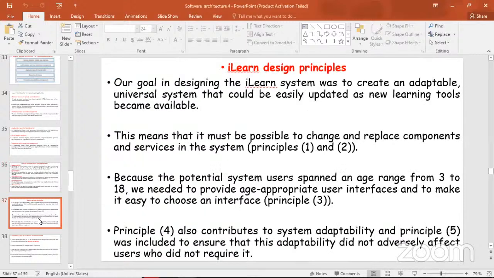Moving forward, what are the design principles in the Island software product? Our goal in designing the Island system was to create an adaptable, universal system that could be easily updated as new learning tools become available. This means that it must be possible to change and replace components and services in the system, principles 1 and 2.